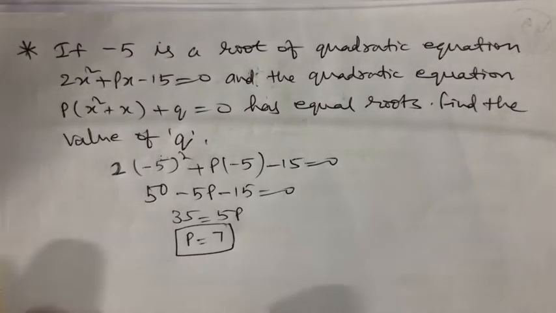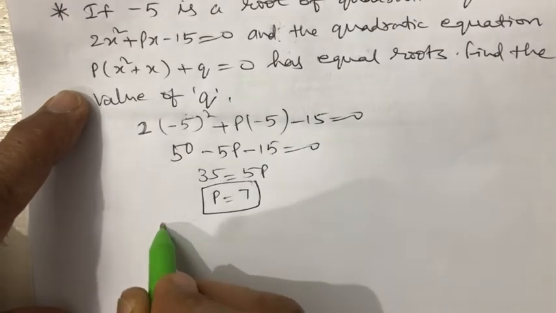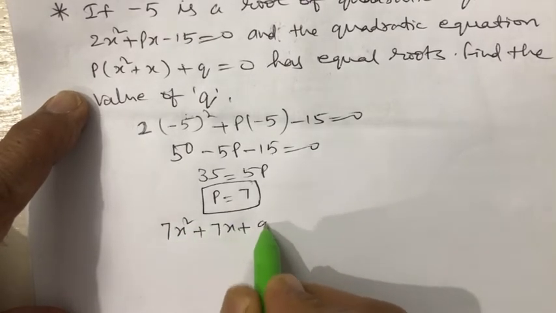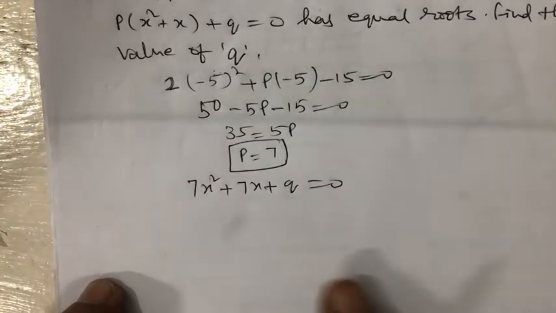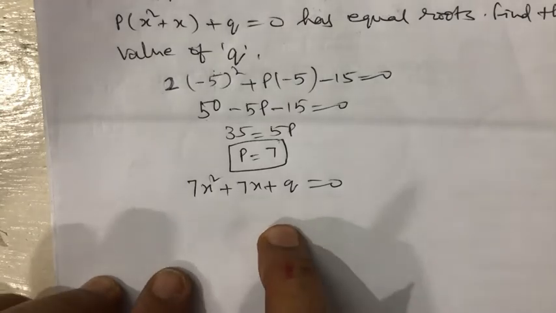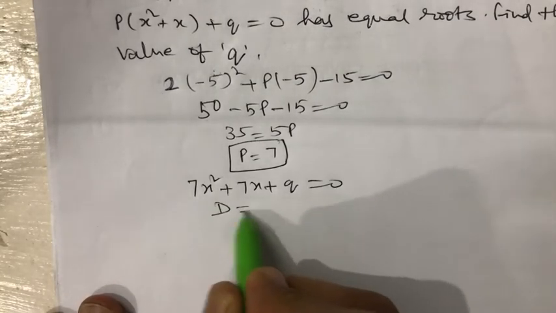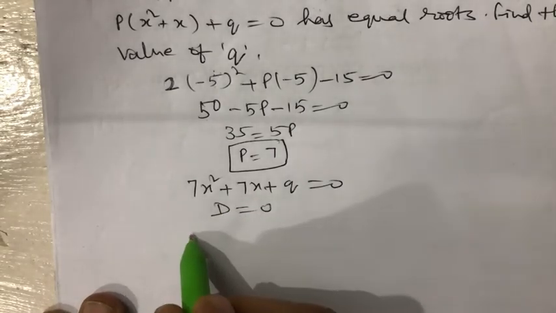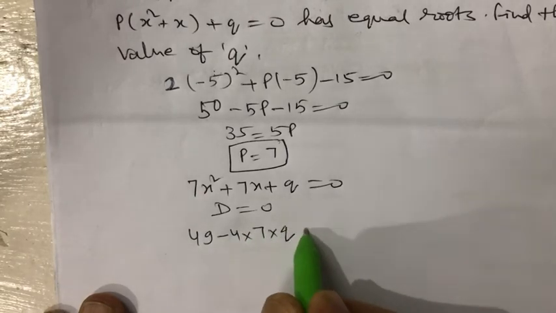Now when p equals 7, equation number 2 is converted to 7x square plus 7x plus q equals 0. Now the second pattern question, nature of roots question, where equal roots. Equal roots, you know, only possible when D equals 0. So here D means b square minus 4ac equals 0.